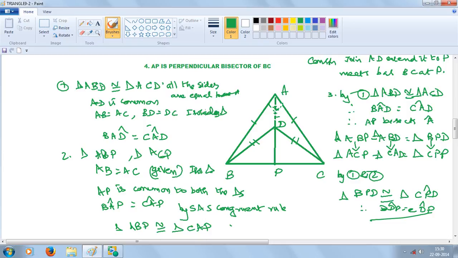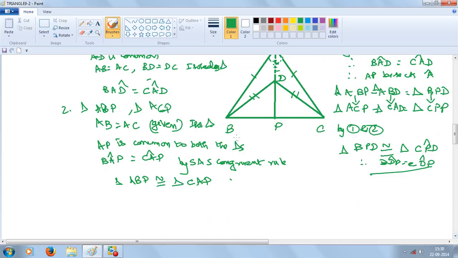Fourth question, AP is perpendicular bisector of BC. Bisector we have proved, it is isosceles, therefore it is perpendicular bisector. How can we prove it? So the fourth portion we can prove this way also.